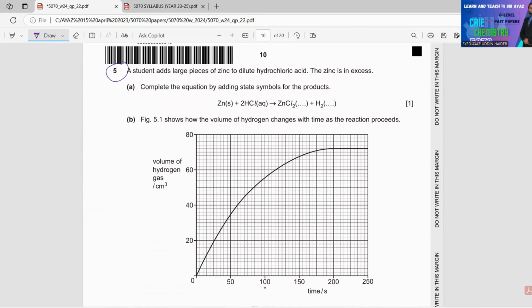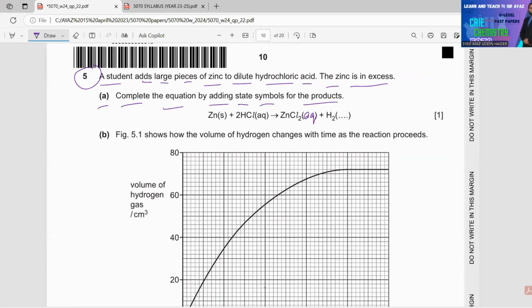Question number 5. A student adds large pieces of zinc to dilute hydrochloric acid. The zinc is in excess. A. Complete the equation by adding state symbols for the products. Zn solid plus 2HCl aqueous gives ZnCl2. All chlorides are soluble except lead, mercury, silver. Zinc chloride is soluble, so you'll write aqueous for ZnCl2. So I'll write aq here. But H2 exists in the gas state, so I'll write g for H2.